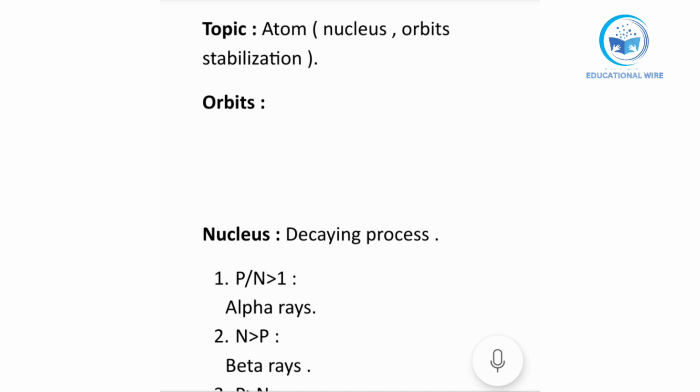So today we will start our new topic, that is atom. In atom we have the nucleus and orbit stabilization. First of all, we will talk about orbit stabilization, as we have done previously.